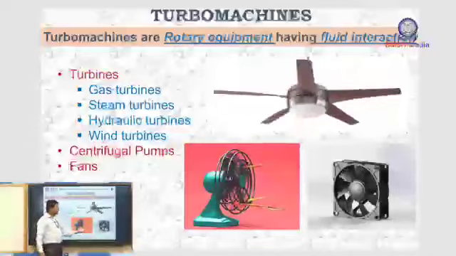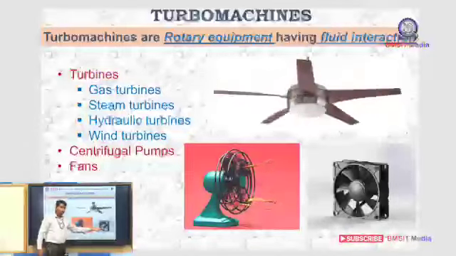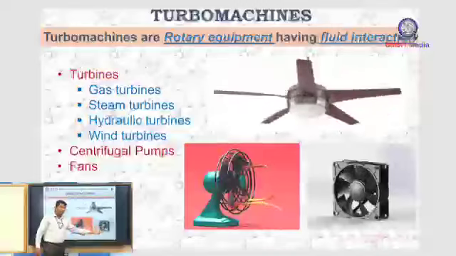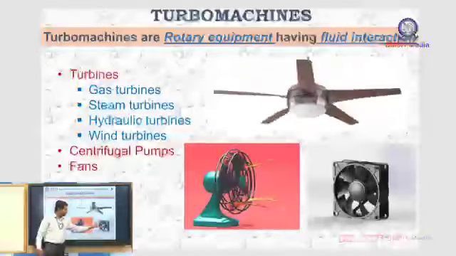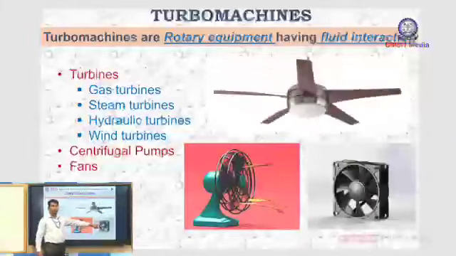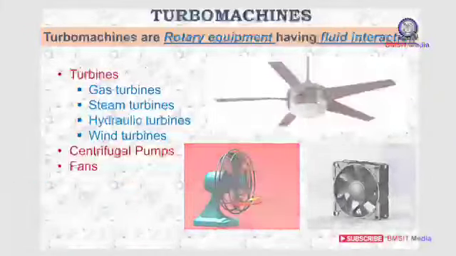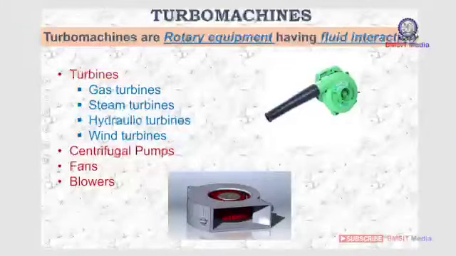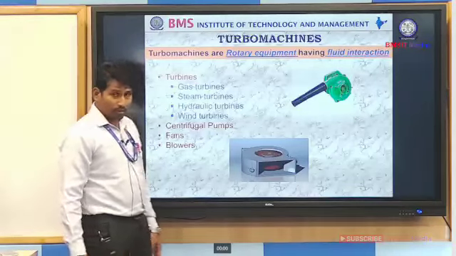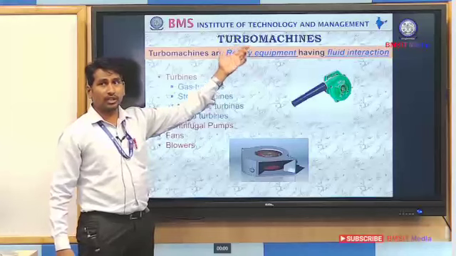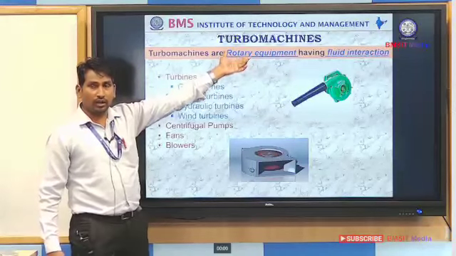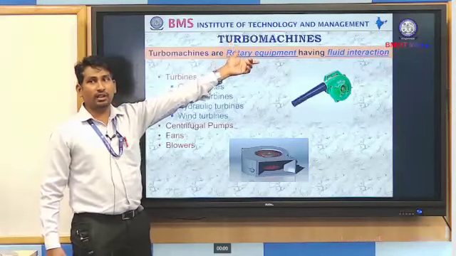Not only the ceiling fan and the table fan, you can also call PC cooling fans turbo machines, because here you can see the rotary motion as well as the fluid interaction. The fluid which is interacting here is air. Next we will see blowers. The blower is also considered a turbo machine, because as the definition tells, if you want to call any equipment a turbo machine, it should have a rotary element and a fluid interacting with it.